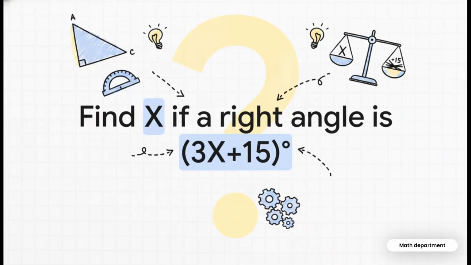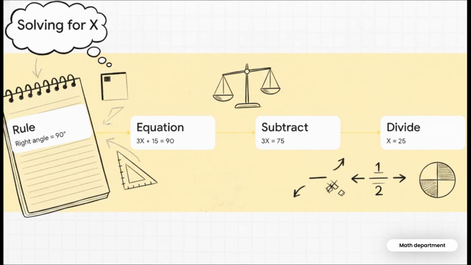Time to actually put that classification to work. We need to find the value of x if a right angle has a measure of 3x plus 15 degrees. Now listen, this is a super common exam question. It tests if you remember the definition of a right angle and if you can apply a little bit of algebra to it. Let's work it out on the notepad here.